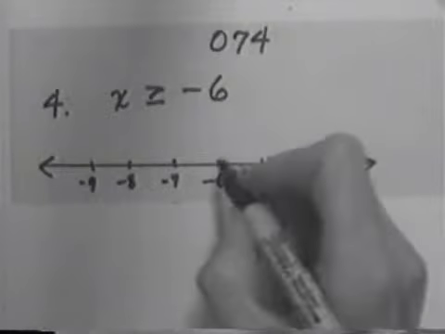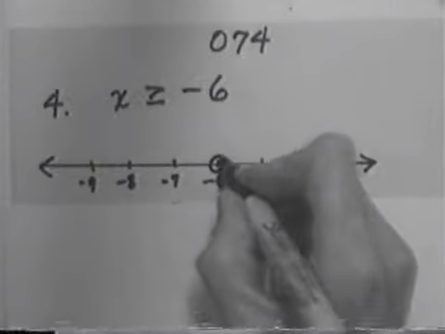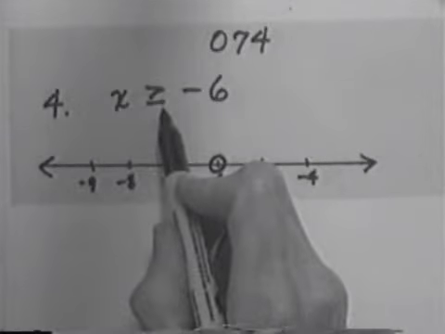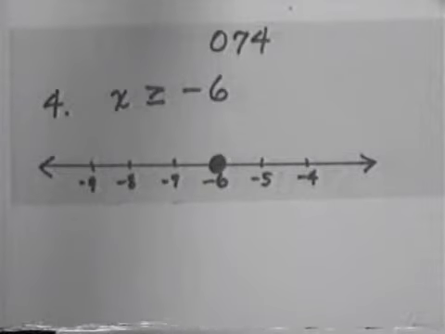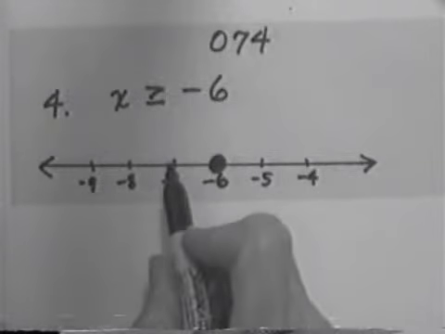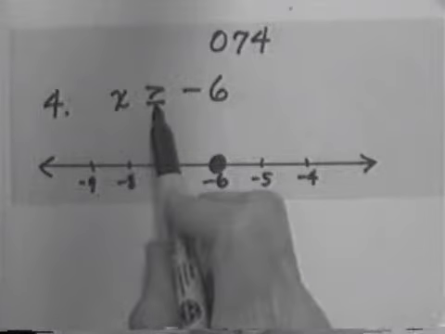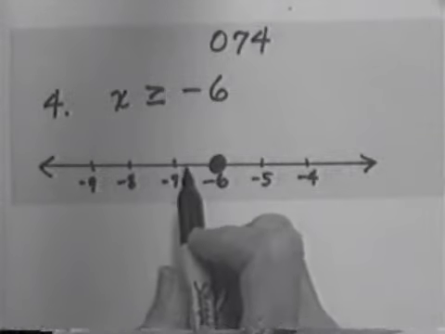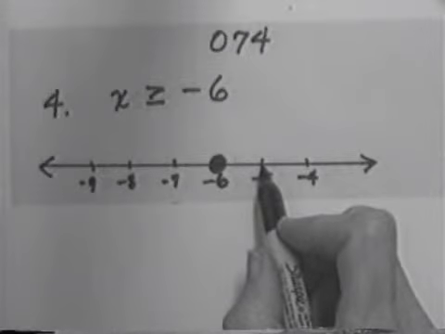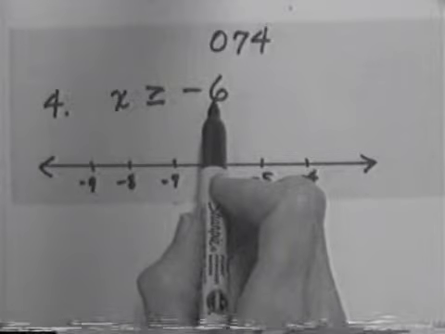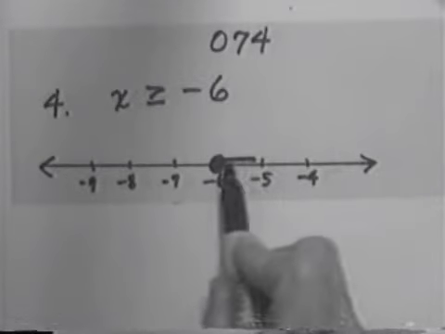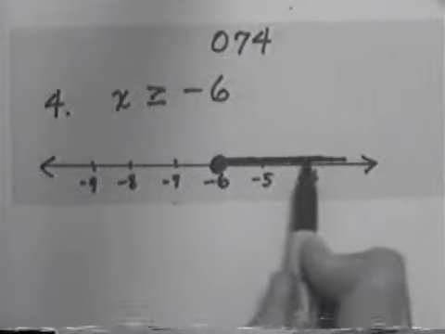We circle the boundary number, which is negative 6. Since negative 6 is greater than or equal to negative 6, satisfying the equal part, we fill in the negative 6. Now we check on either side. Negative 7: negative 7 is greater than or equal to negative 6? No. Negative 5: negative 5 is greater than or equal to negative 6? Yes, that is true. And so we shade in to the right.